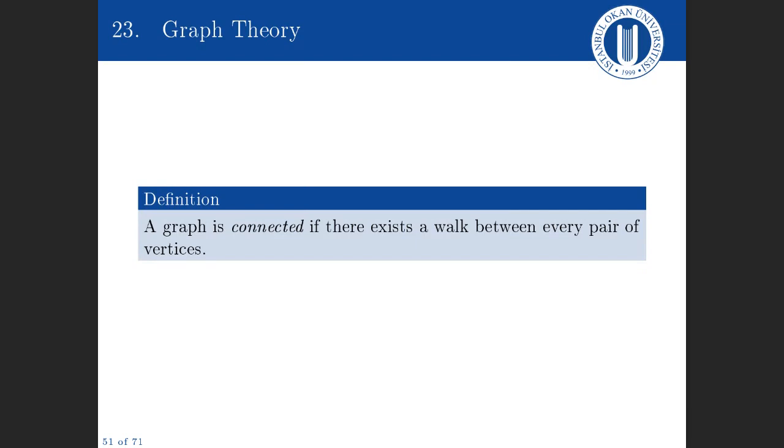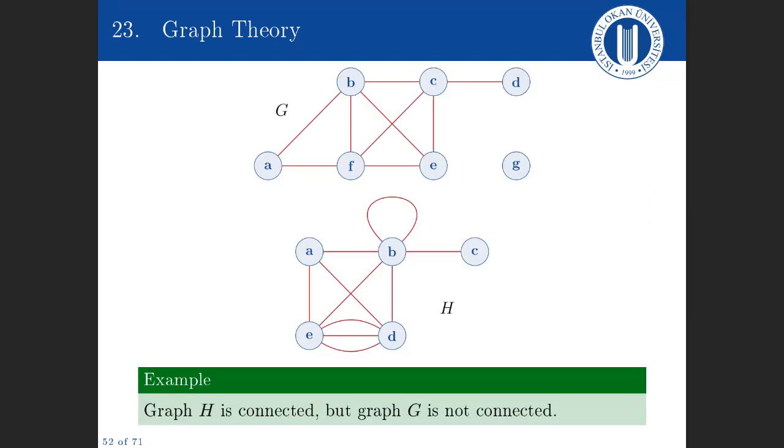A graph is connected if there exists a walk between every pair of vertices. So, for example, in these pictures, graph H is connected. Pick any two vertices. Let's say I pick C and E. It's possible to walk from C to E. Graph G is not connected because it's not possible to walk from G to A.